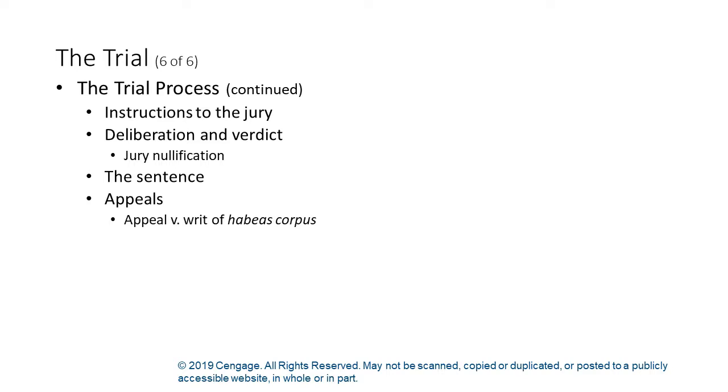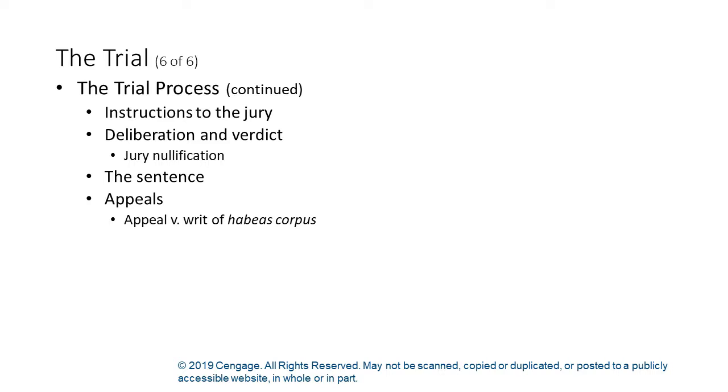If the jury comes back with a not guilty verdict, it's over. Case is done. Defendant gets to leave. Nothing else happens. If it's guilty, the defendant will then be sentenced, and then gets to appeal. We're going to talk more about sentencing in the next chapter.